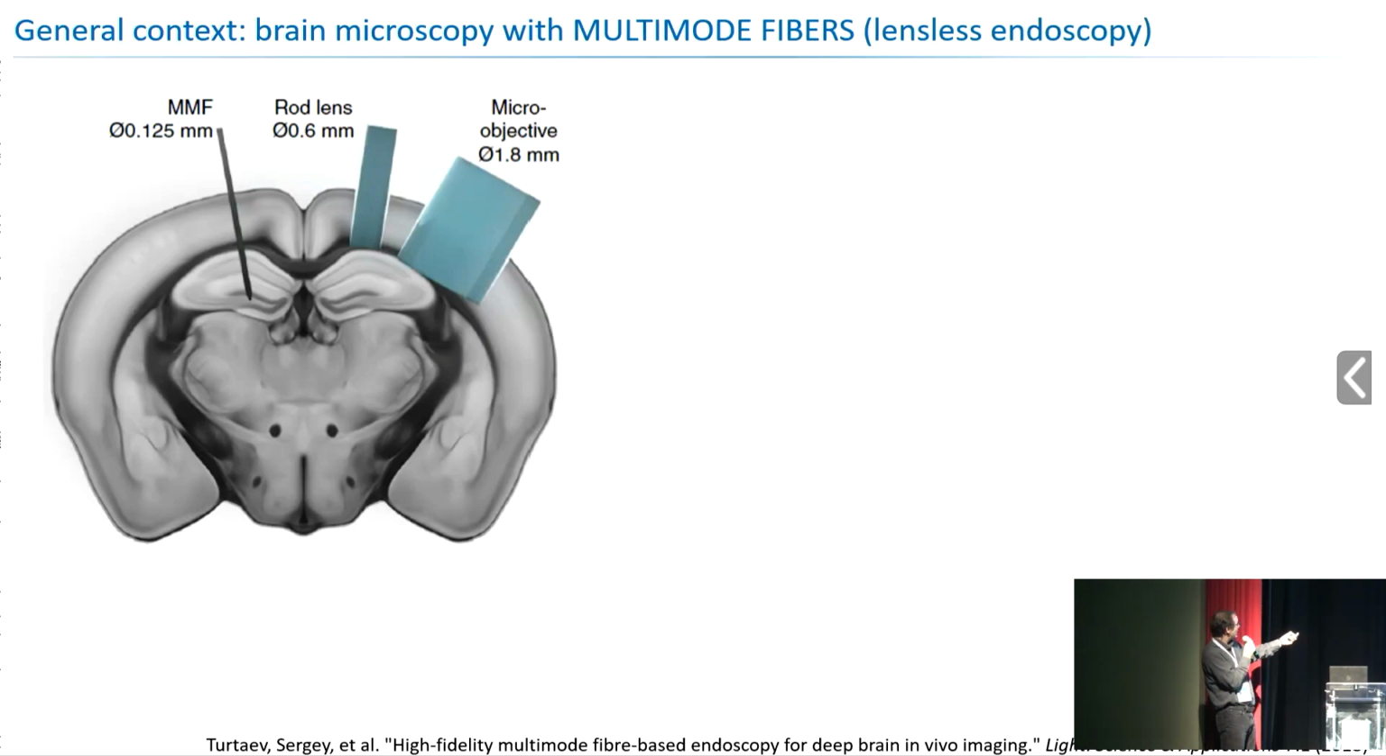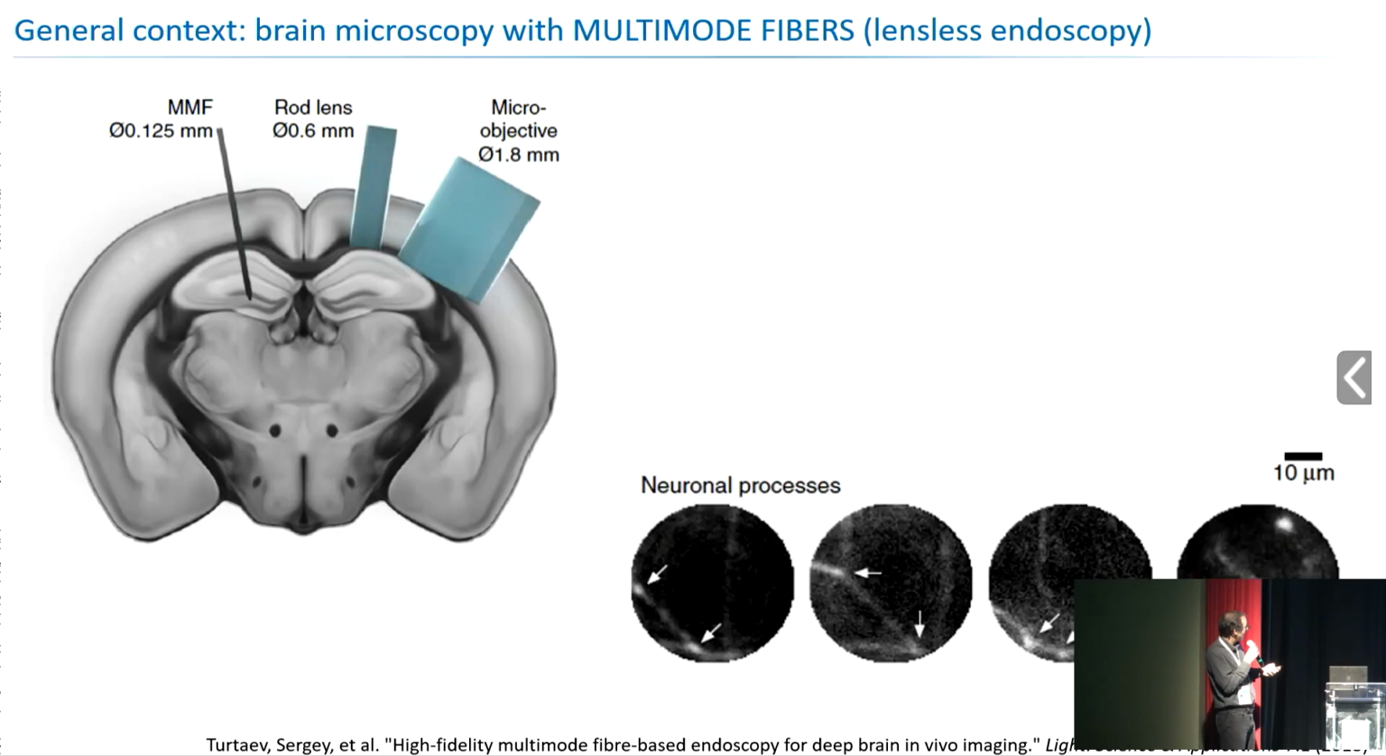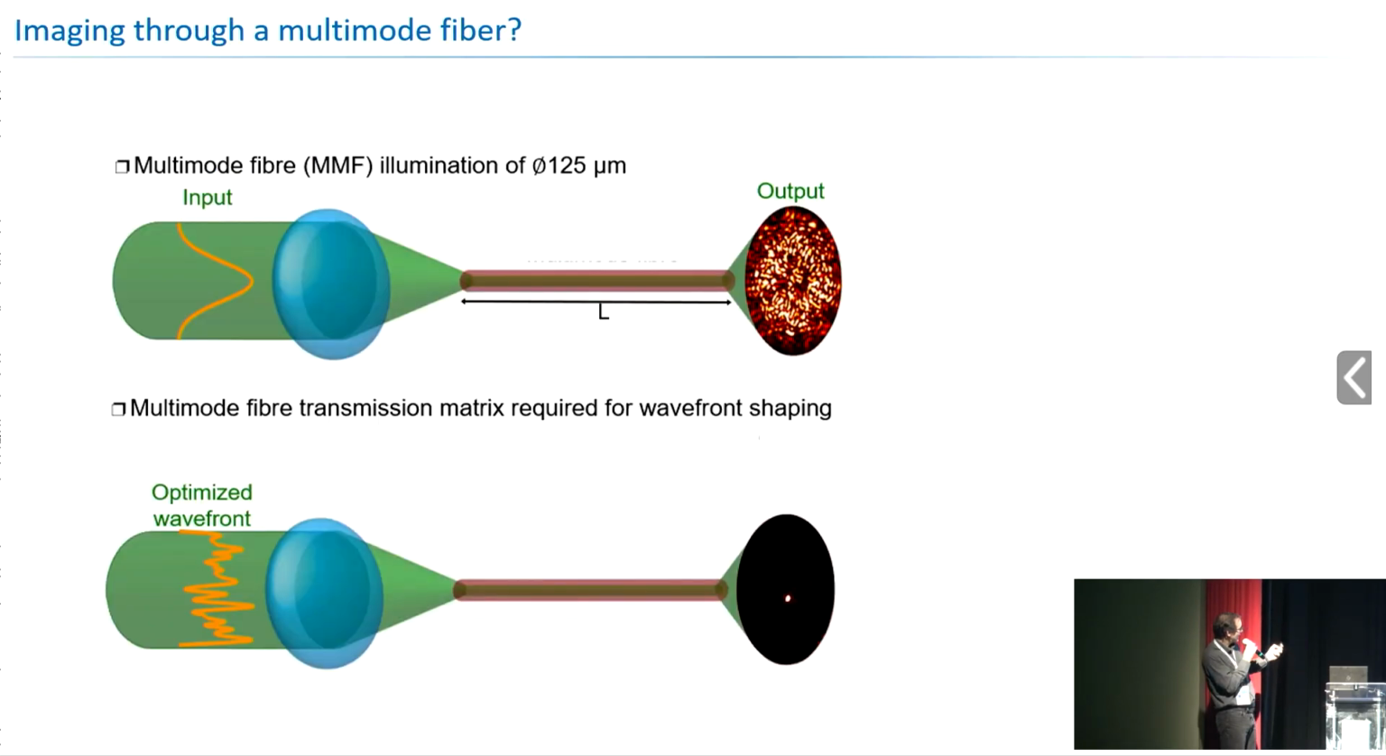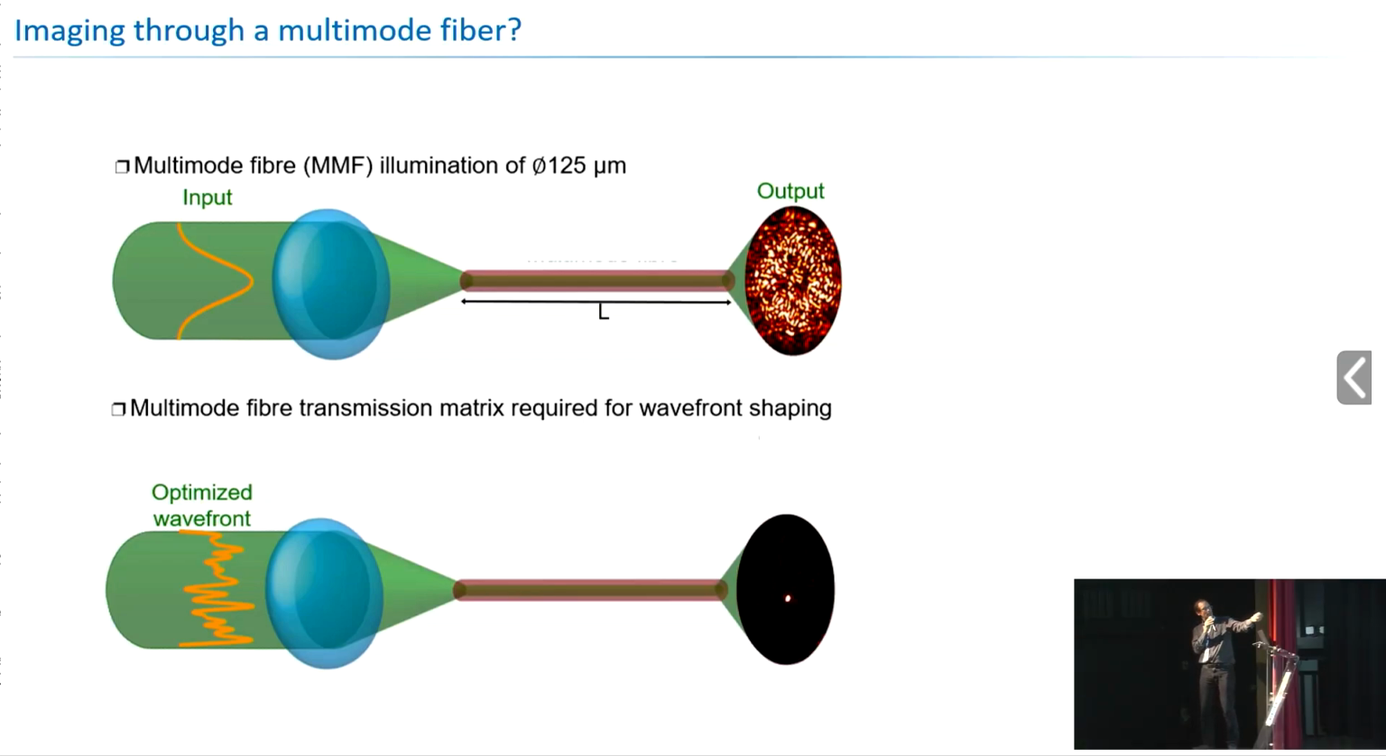So this is a schematic where this is using a multimode fiber. This would be using a rod lens, a GRIN lens, or another multicore of single mode fibers. And of course, this is if we try to insert an objective into the head of the mouse. I'm not going to tell you much more, except that the difficulty, if you want to image through a multimode fiber, is that it's a complex system: if you insert a point source in a multimode fiber, at the other side, you get a speckle. Okay? You can actually unscramble that propagation. If you shape the light at the entrance, then you can focus at the output.